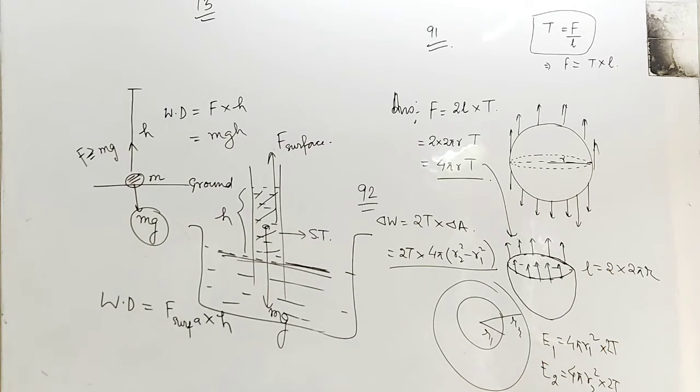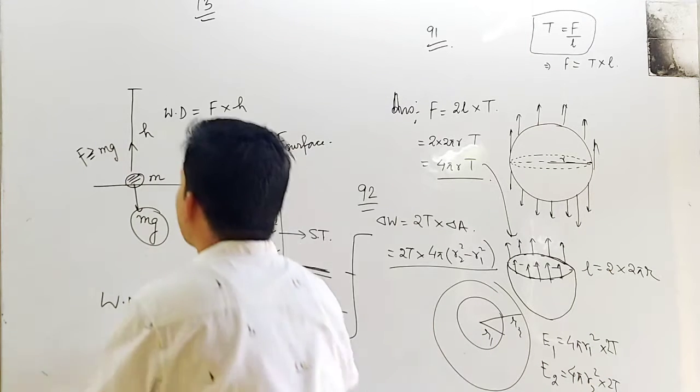For question number 93: a capillary tube of radius small r is lowered into a liquid of surface tension T. The density is rho. The work done by the surface tension will be equal to what? First, how much is the height, the capillary rise?